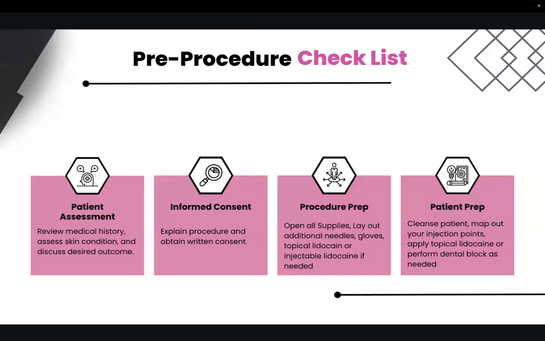This is going to be the pre-procedure checklist. You want to make sure you do a good patient assessment. You want to have the patient sign all of their informed consents, do their procedure prep, and then finally you're going to be prepping the patient with sterilizing the patient's face as much as possible, and then marking exactly where you want to go.